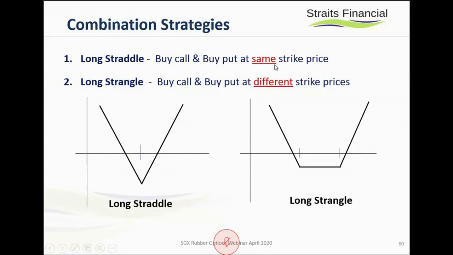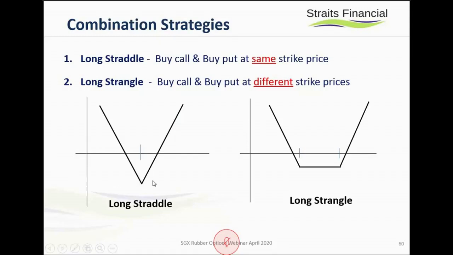So if you put on a straddle, you buy call, buy put at the same strike price. But what happens is that after you buy call and buy put, the market doesn't move. It closes at the strike price that you bought. That means you lost both your premium, call option and put option.